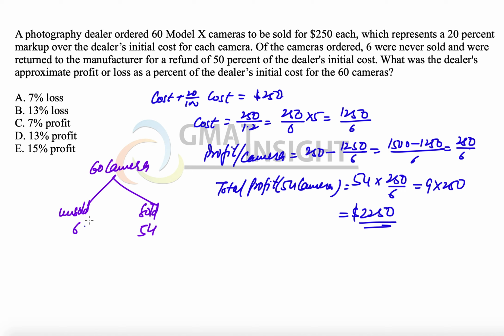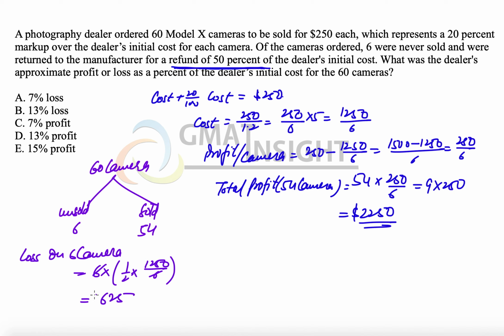But 6 cameras were not sold, so what he did was he returned them to the manufacturer for the refund of 50% of the initial cost. Because he received a 50% refund, that means he also lost 50% of the cost. So loss on 6 cameras can be calculated as 6 times half of the cost, and the cost was 1250 divided by 6. Now we can say the 6 cancelled out, and this gives us $625. Now the question is net profit or loss.